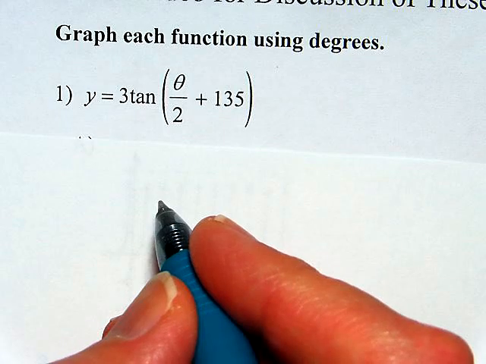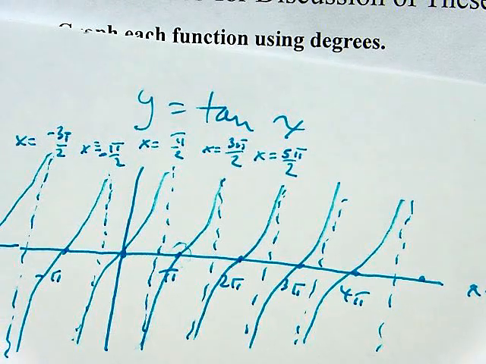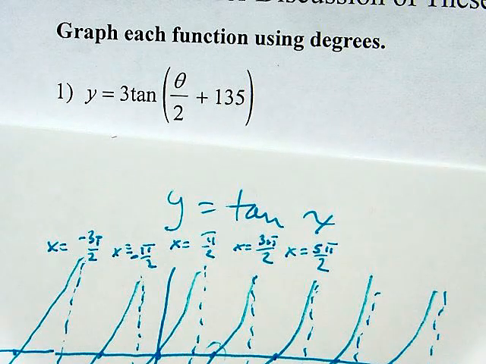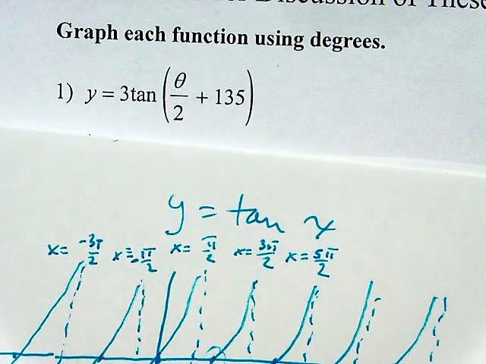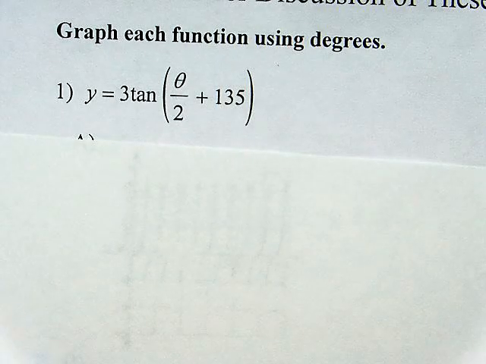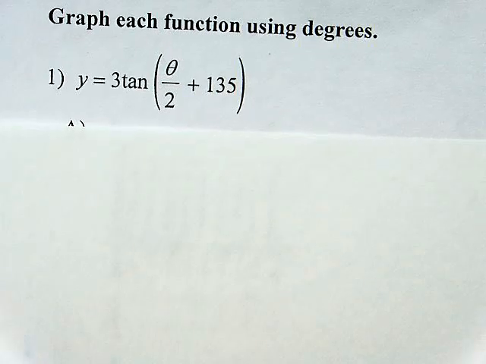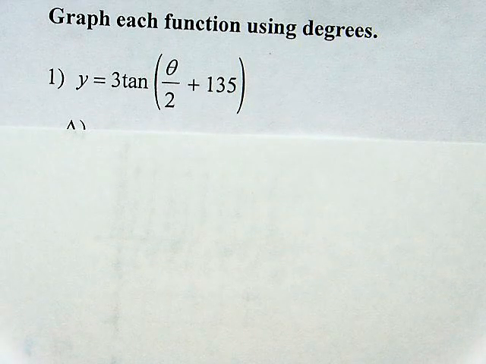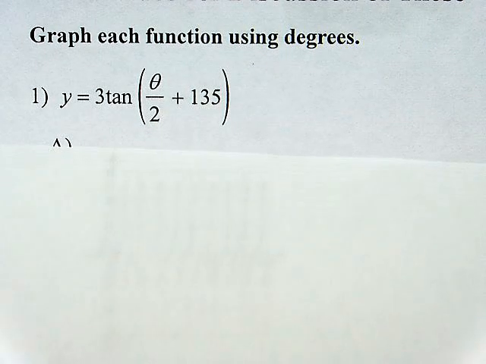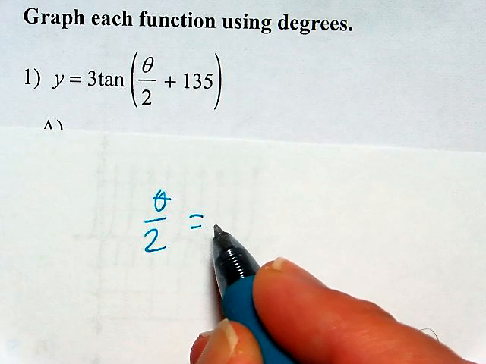asymptote. And remember, when it came to tan, let's go back and look at our tangent graph. The asymptotes are all going to be at 3 pi over 2, or 5 pi over 2, or pi over 2, stuff like that. So we've got to set the tangent equal to one of those degree measures.